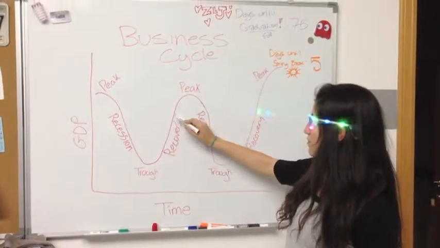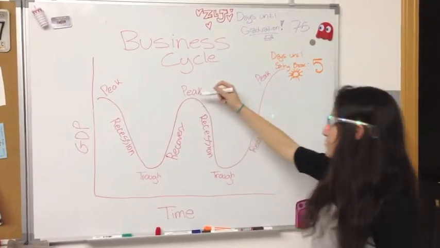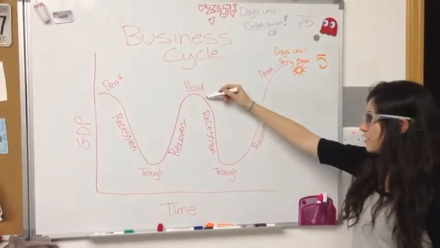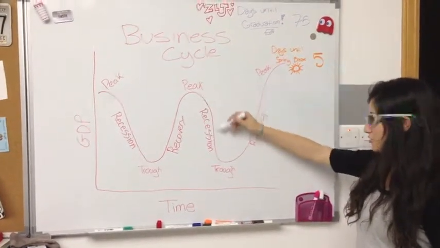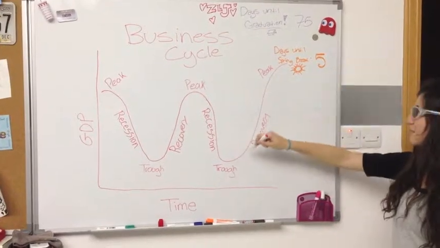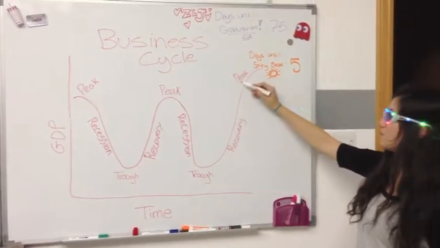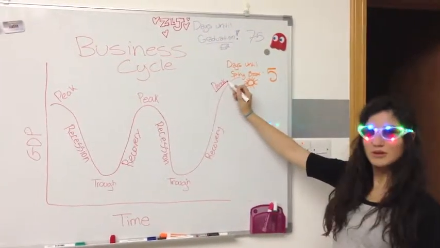And then after that, the economy starts doing better and better, which is called a recovery. And when it keeps going up, it reaches its peak again. And then the same thing happens when the economy starts going down, GDP starts going down. It just goes down and reaches a trough, and then back up to recovery, and then in the end, it's at a peak where everyone hopes the economy is.